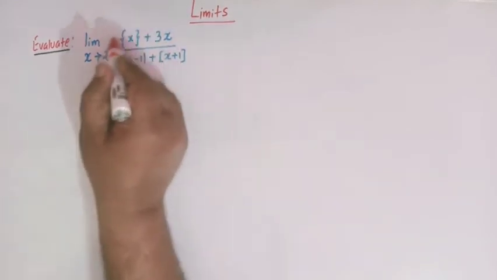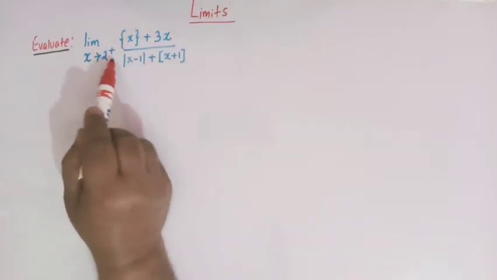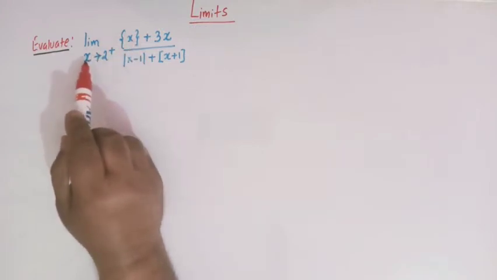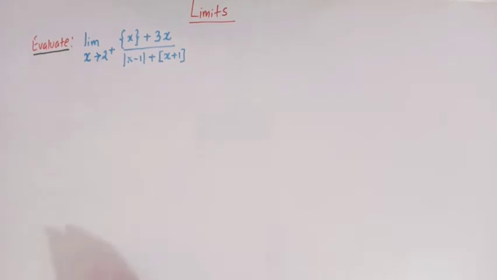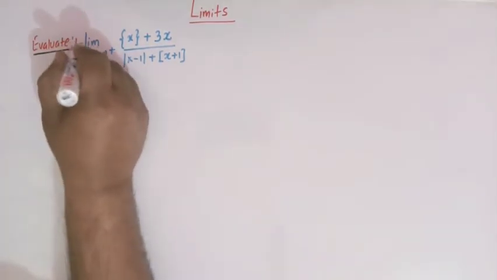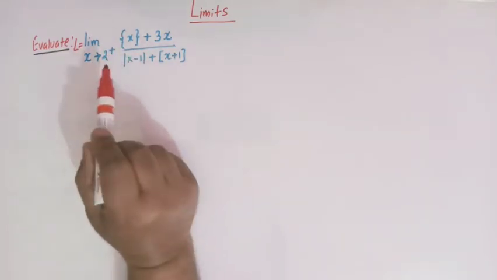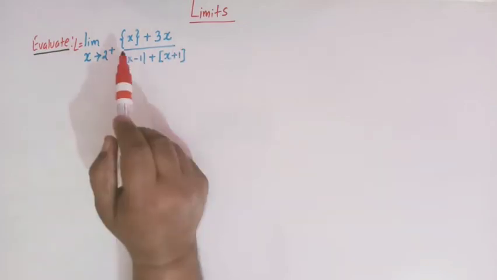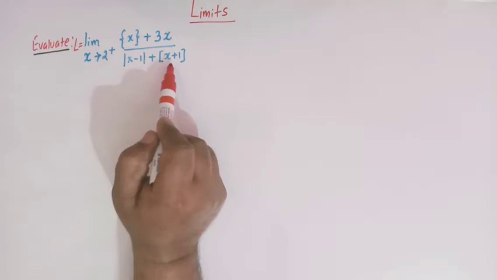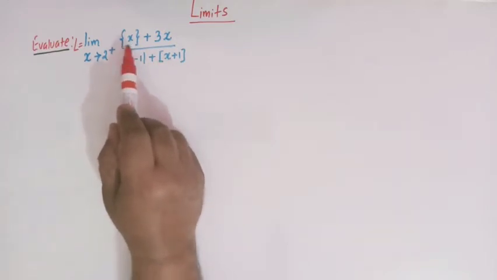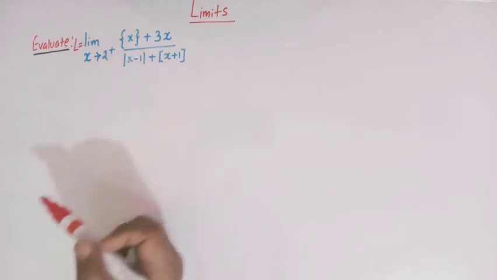If we take this as a function, then we have to find the right hand limit of this function when x tends to 2. Let us first call this limit L, and we will make use of the standard definitions of absolute value function, greatest integer function and fractional part function to evaluate this limit. So let us start.